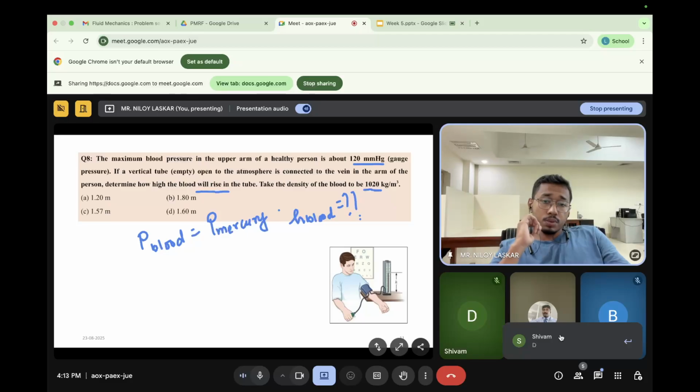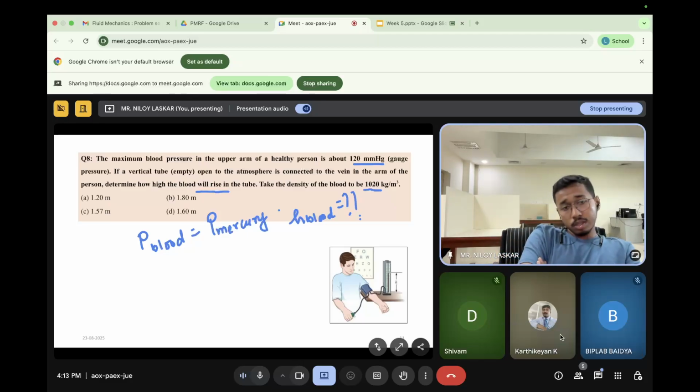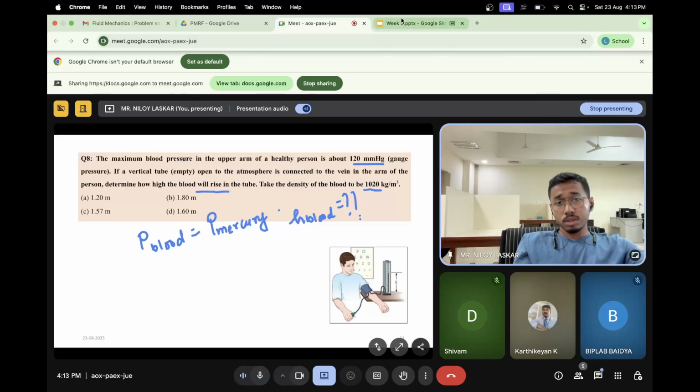So Shivam has answered option D. Let's see about others. I'm giving 1 more minute. Okay, I am solving this one.